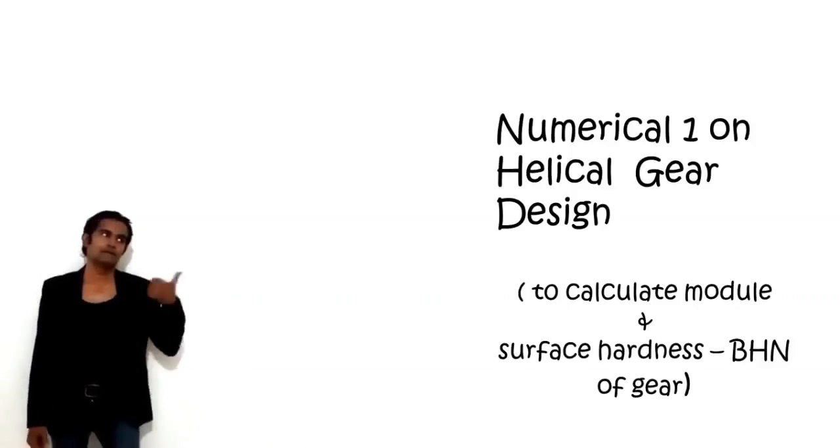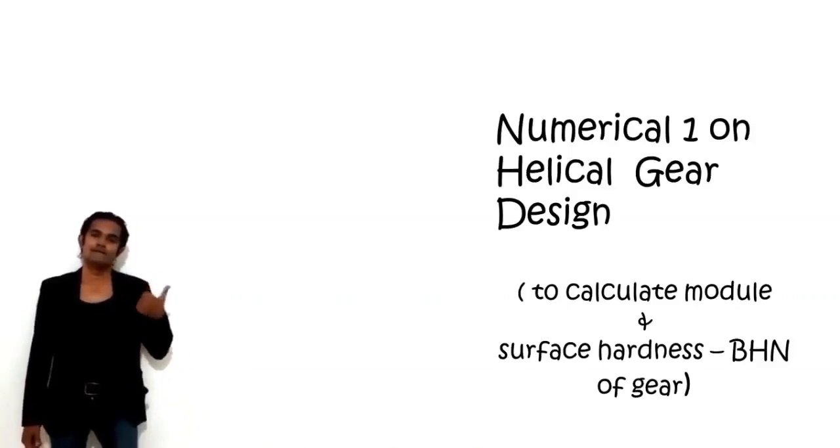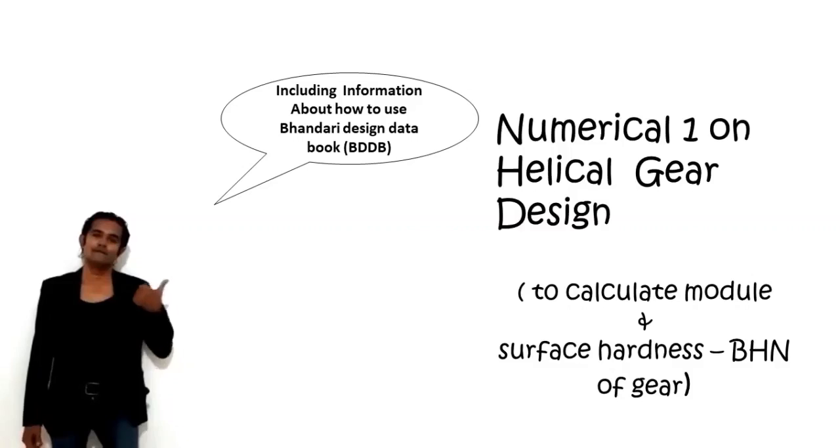We are going to solve one numerical on helical gear design to calculate module and surface hardness, that is BHN, Brinell hardness number of gear. It also includes the information that which formula is on which page number of Bhandari design data book.